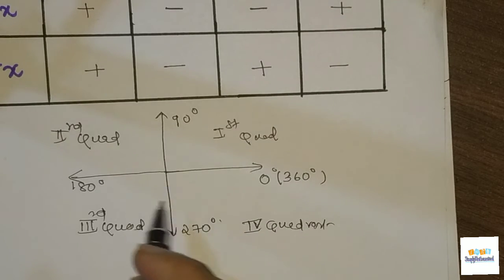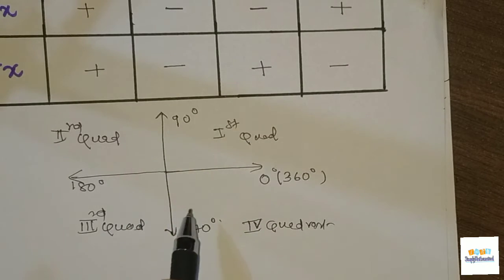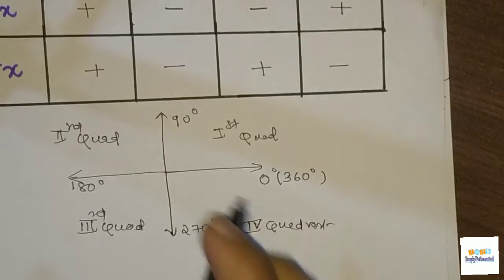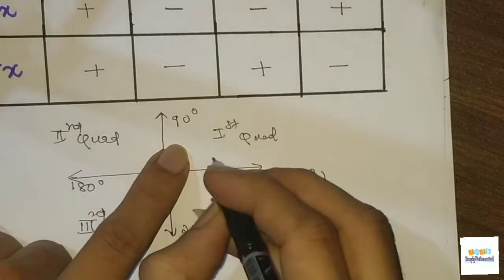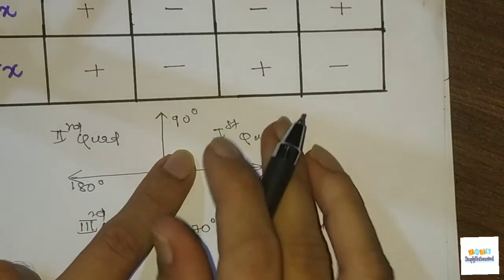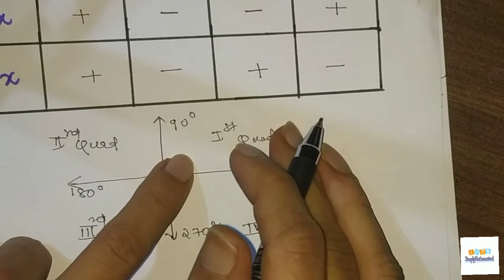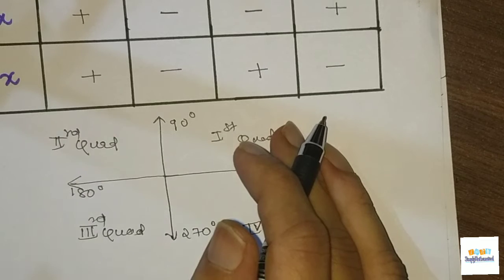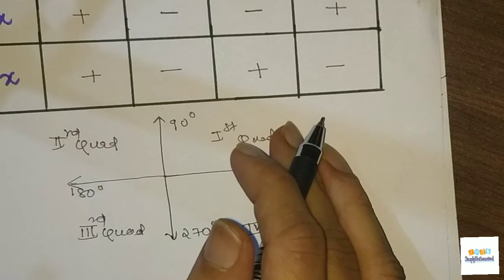Now if we want to find the sign of the ratios in each quadrant, what we have to look at is here, since sine and cos are positive, tan will also be positive, right? Because tan is what? Tan is sine upon cos. Also cosec will be positive because sine is positive, so the reciprocal of sine, which is cosec, is positive.